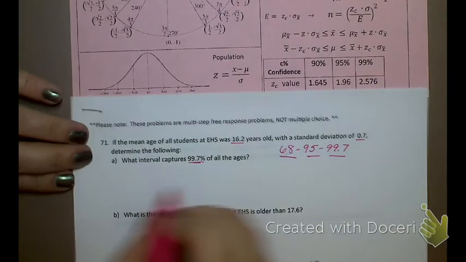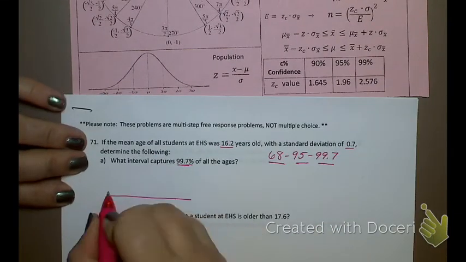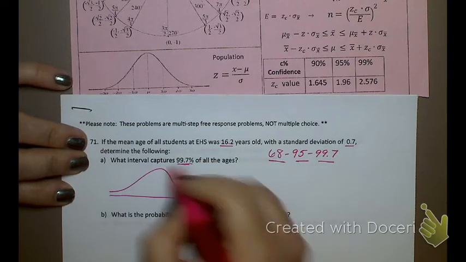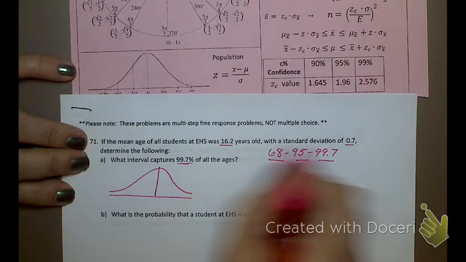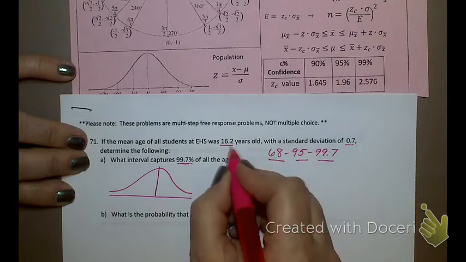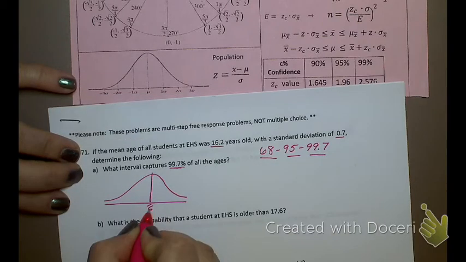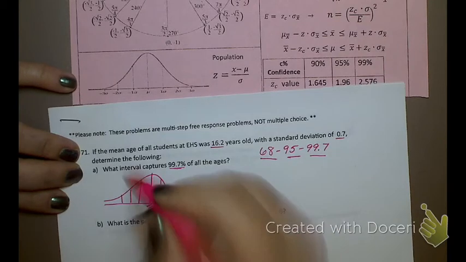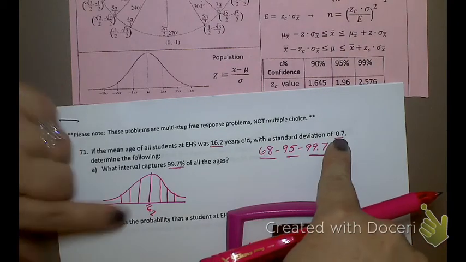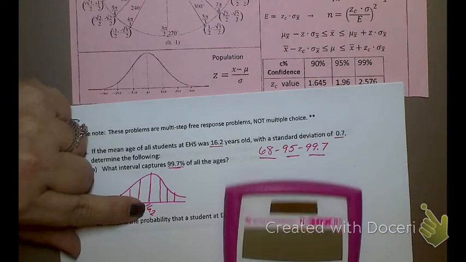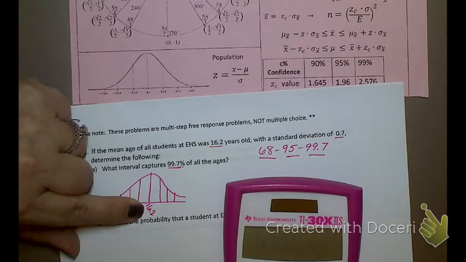So let's draw a bell curve. All right. There's my mean. If they tell me that the mean is 16.2, that's what I'm putting right there. Then I draw my 3 lines on the right and 3 lines on the left. And I'm going to label those lines by either adding the standard deviation or subtracting it. So if I do the right side, 16.2 plus 0.7.